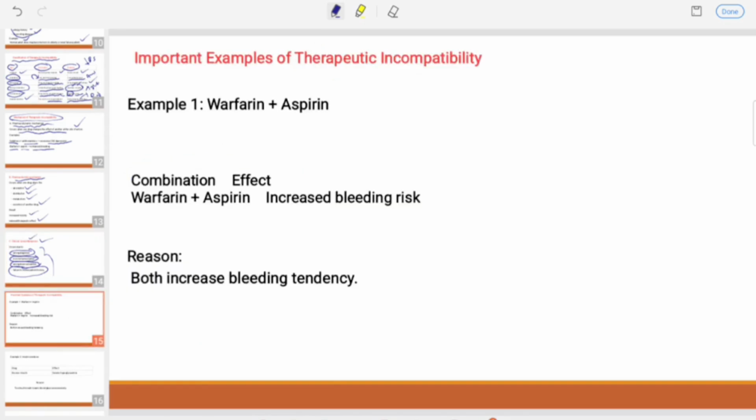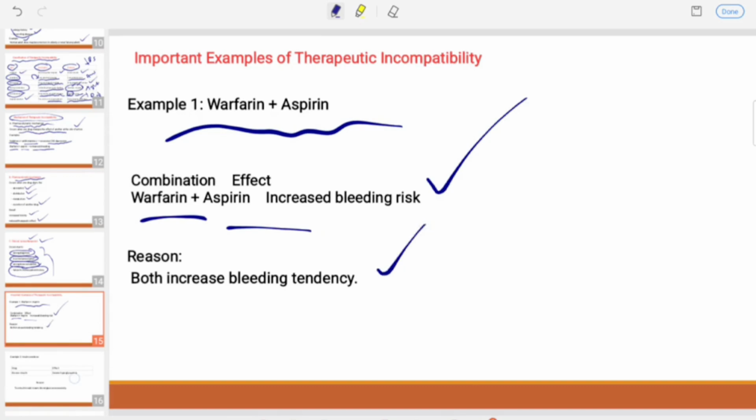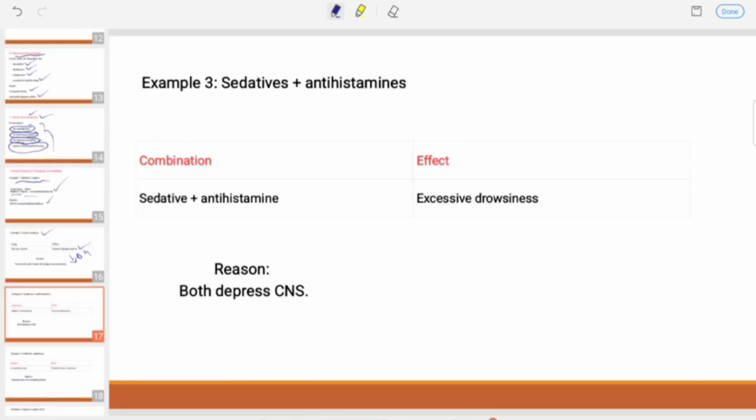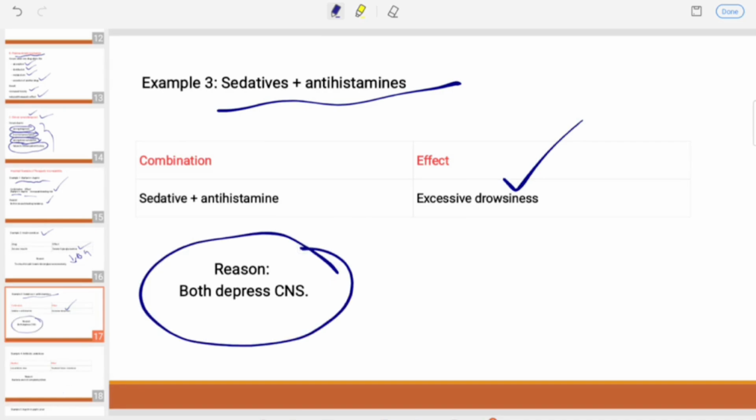Then there are important examples of therapeutic incompatibility. For example, warfarin and aspirin, as I told you. The combination of warfarin and aspirin increases the bleeding risk. The reason is that both increase the bleeding tendency. Example 2, insulin overdose leads to severe hypoglycemia, meaning a drastic decrease in blood glucose level. Sedatives and antihistamines: the effect is excessive drowsiness. Reason: depressed CNS.